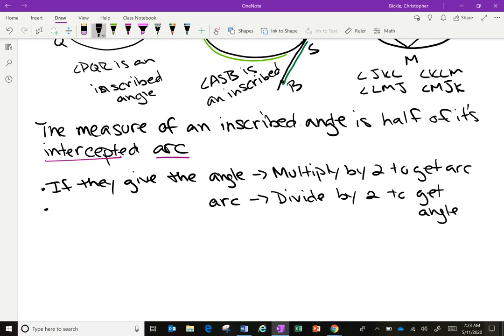Anytime you guys have an inscribed angle, an angle whose vertex is on a circle, the measure of the angle is half the measure of the arc. So if they give you the measure of the angle on the inside of the circle, you're going to multiply to get to the outside. If they give you the measure of the arc on the outside, you're going to divide to get back in.